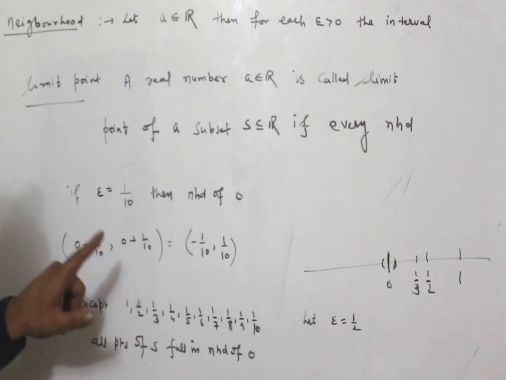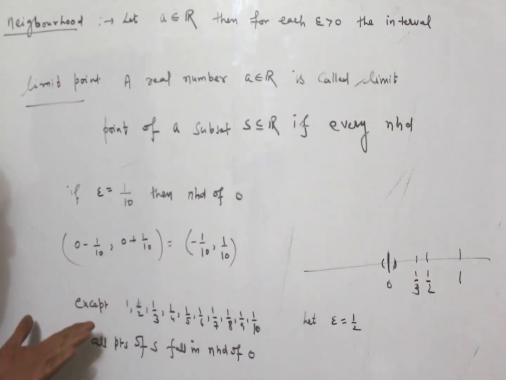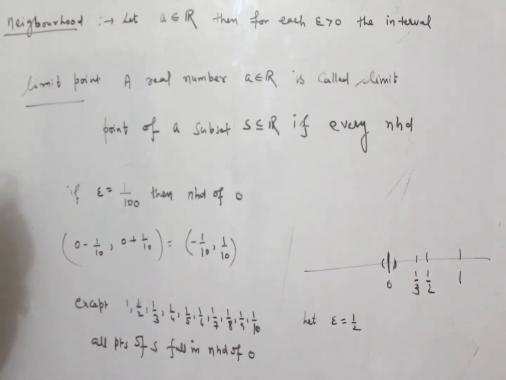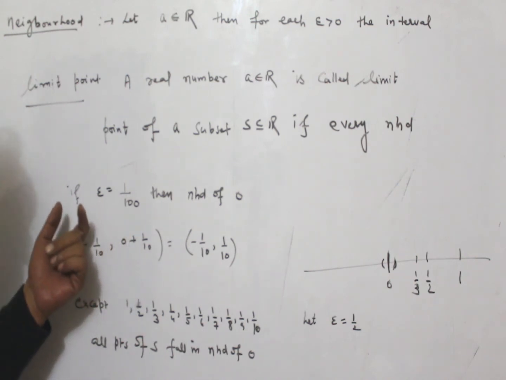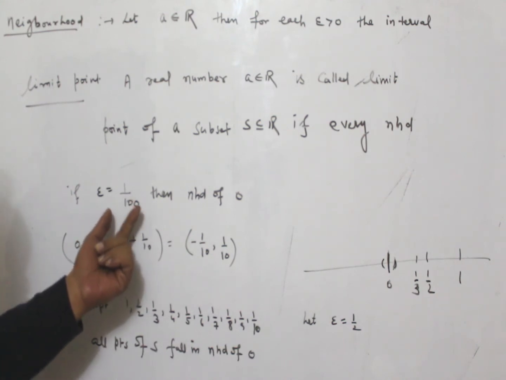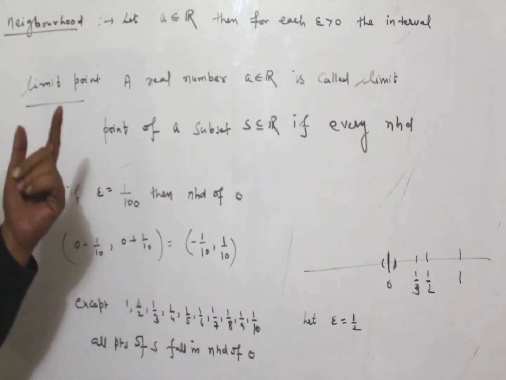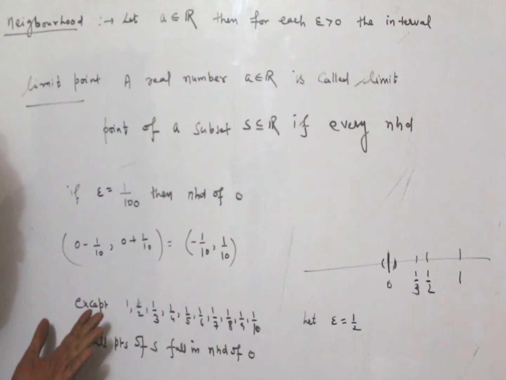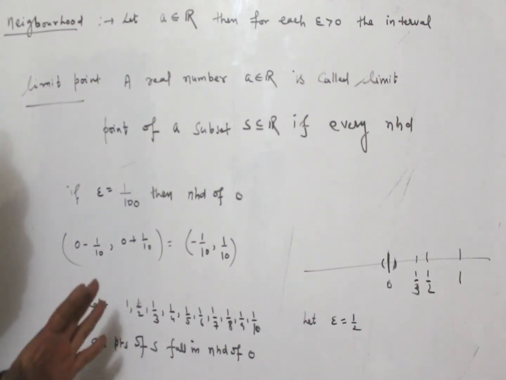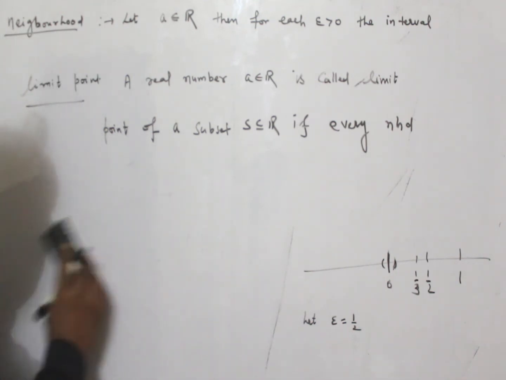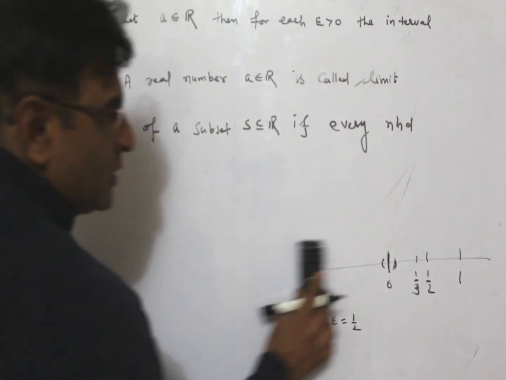So as we change the value of epsilon, we find that many points of S fall in the neighborhood of 0. If you say epsilon is 1 by 100, then how many points of S will fall in the neighborhood? Obviously, except the first 100 points, all the points fall in the neighborhood. Now, how many points are in S? Infinite points are there in the set S. So I hope that you have understood this definition.